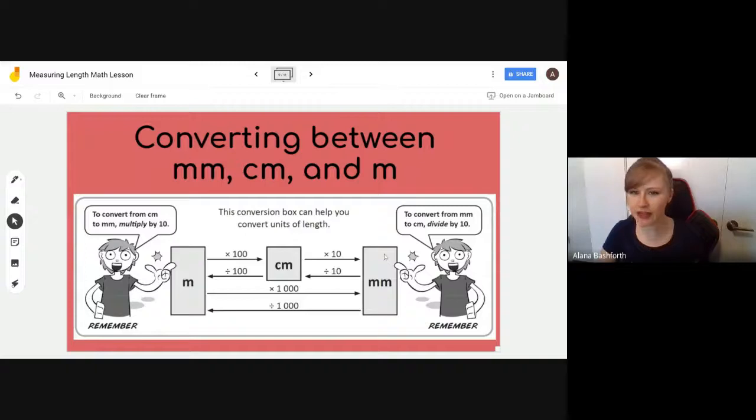So you're going to multiply. And then when you're going from smaller measurements to bigger measurements, your number is going to get smaller. So you're going to divide. Right? Because if I have say 4 centimeters, how many millimeters is that? Well, 4 times 10 is 40, and that's 40 millimeters because each one of these has 10. So 10, 20, 30, 40.